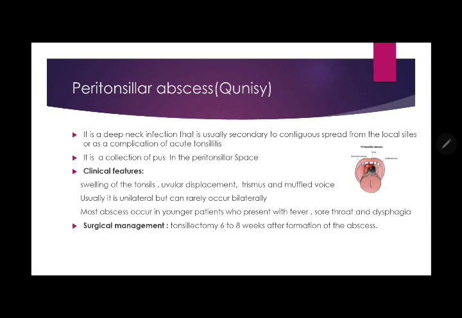Now coming to the peritonsillar abscess, which is also called quinsy. This peritonsillar abscess is a deep neck infection which is usually secondary to infection spread from a local site or as a complication of acute tonsillitis. It is generally a collection of pus in the peritonsillar space. Here you can see there is a swelling of the tonsils and uvular displacement, trismus along with a muffled voice.